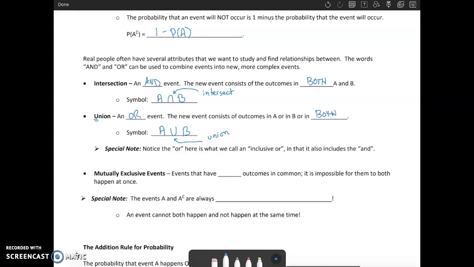Mutually exclusive events are events that have no outcomes in common. It's impossible for them to both happen at once. A special note here is that A and A complement are always mutually exclusive. An event cannot happen and also not happen. That's not ever anything that makes any sense. So A and A complement are always mutually exclusive. Other events are also mutually exclusive. You just have to look at them and say, could these both happen at the same time or not?